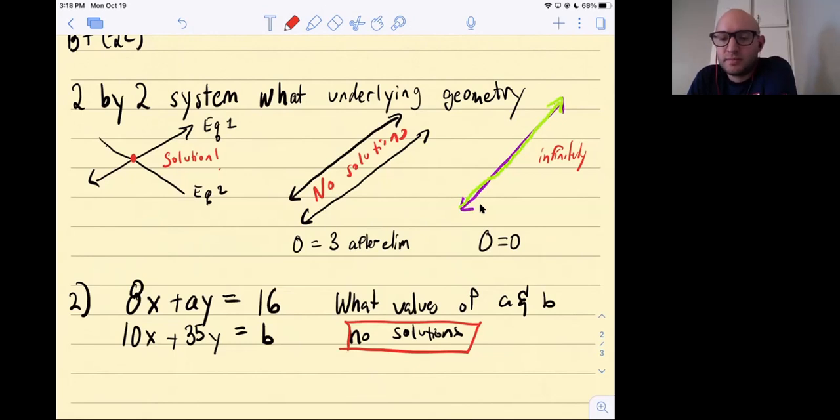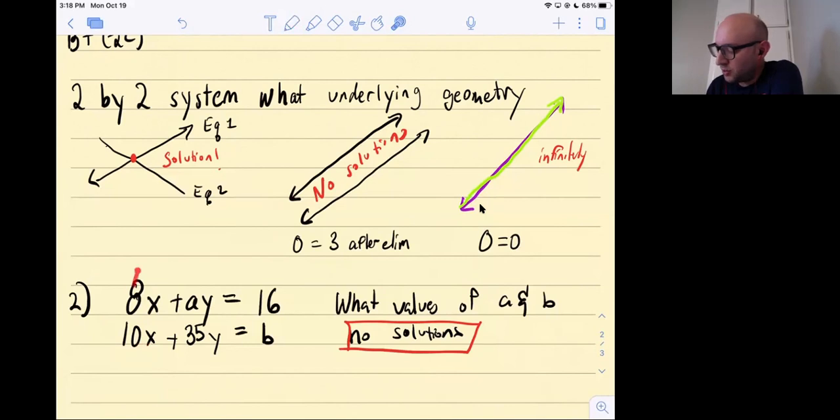Nice. Gabby said that they should be parallel. Perfect. So we want them to be parallel. If they're going to be parallel, that tells us that the slopes got to be the same. And the slopes are determined by these numbers. So if these numbers are in the same proportion, then they're the same.